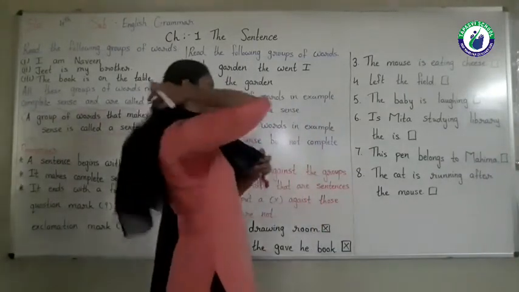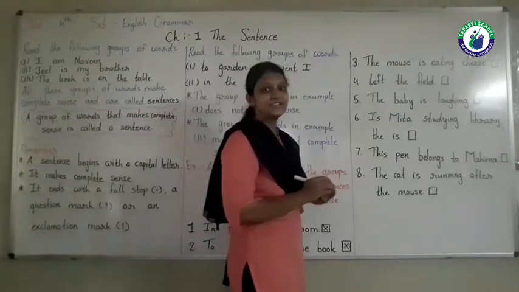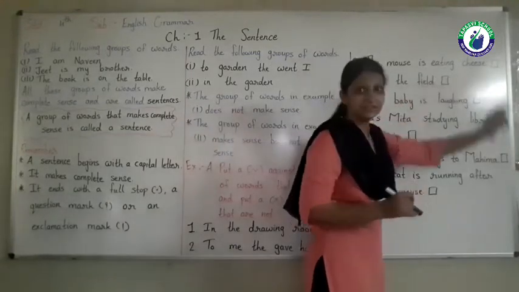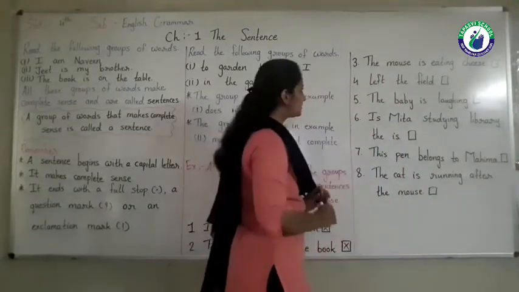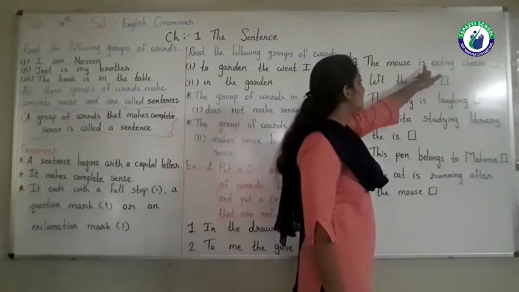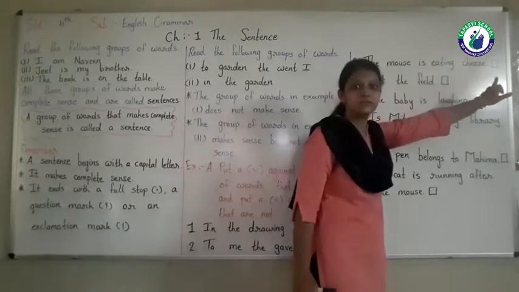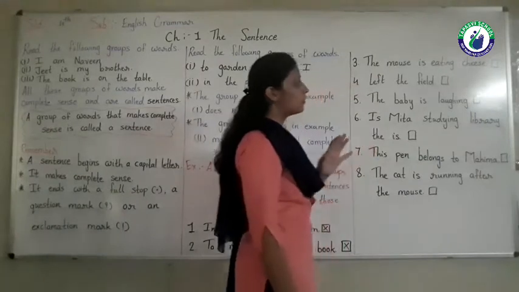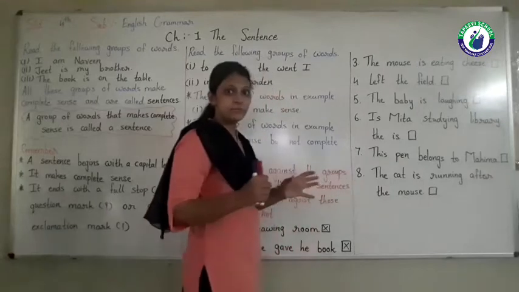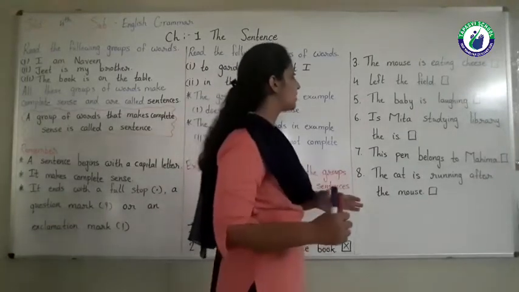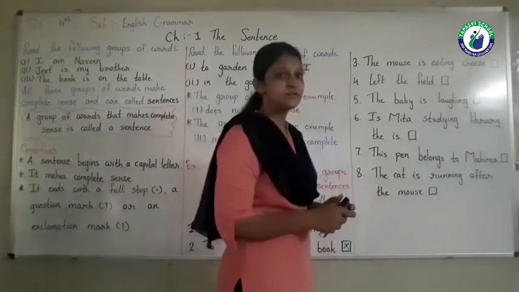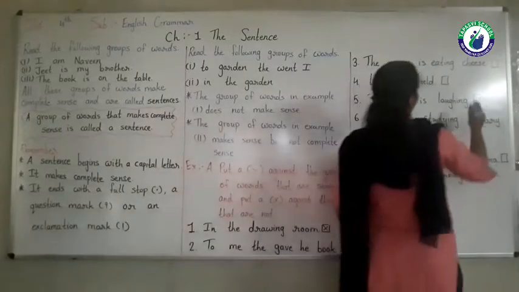Now we will move forward on sentence number 3. The mouse is eating cheese. Look at this sentence. In this sentence, the mouse is a subject, is included in verb, eating cheese is object. Means in this sentence all the groups of words are in proper order and also we can say it's a complete sense. So in front of sentence number 3 we have to put right.